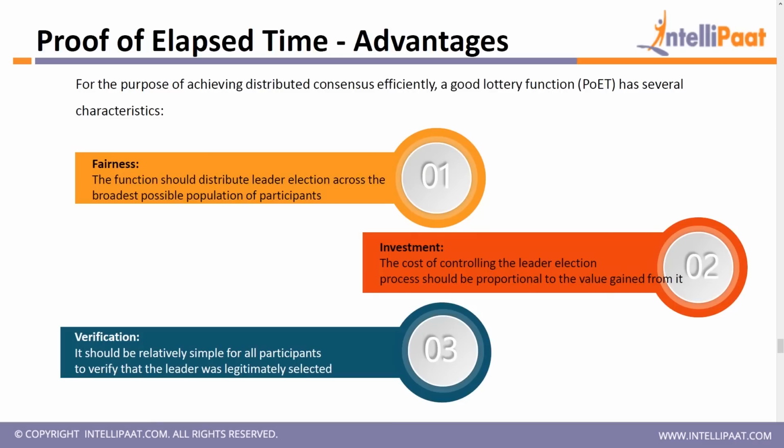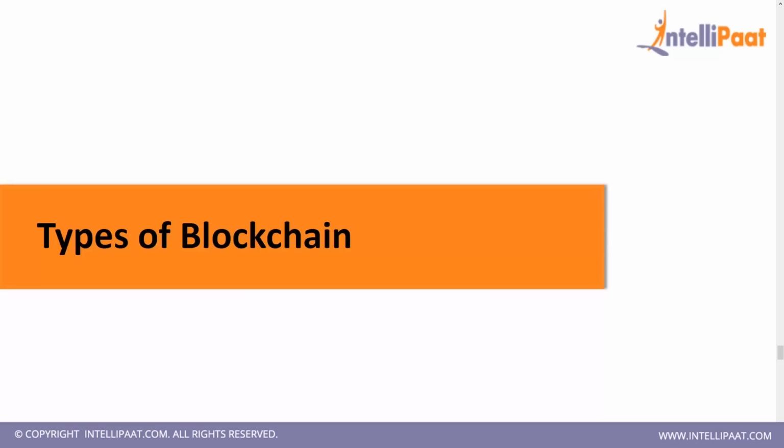Second was investment. The cost of controlling the leader election process should be proportional to the value gained from it. That means any validator node should not be investing too many resources, too much cost, in order to gain a little reward from the system against new block generation. Verification. It should be relatively simple for all the participants to verify that the leader was legitimately selected. Every node should be given a fair chance, and that is what this POET algorithm ensures, giving every node a fair chance in order to create a new block inside the blockchain network.